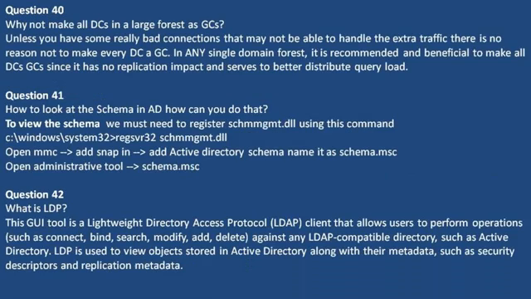Question number 40. Why not make all DCs in a large forest GCs, unless you have some really bad connections that may not be able to handle the extra traffic? There is no reason not to make every DC a GC in any single domain forest. It is recommended and beneficial to make all DCs GCs since it has no replication impact and serves to better distribute query load. Question number 41. How to look at the schema in AD? How can you do that?